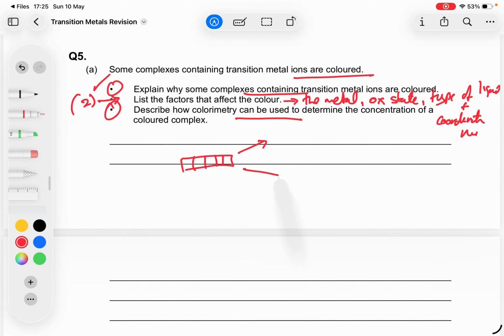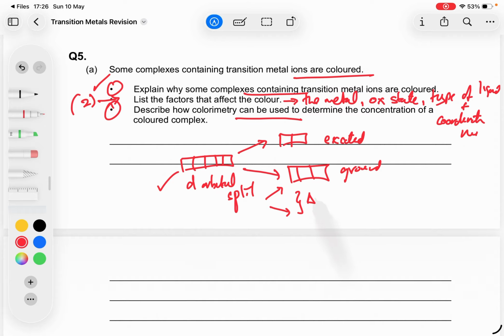Again, d orbital splits, number 1. By the way, the splitting is always 2 to 3. So there's your excited state, there's your ground state. So just say this, the d orbital splits. That's actually 1 mark. Some electrons move to higher energy level, some to lower energy level. So this movement of electrons results in a difference in energy between the 2 energy levels.